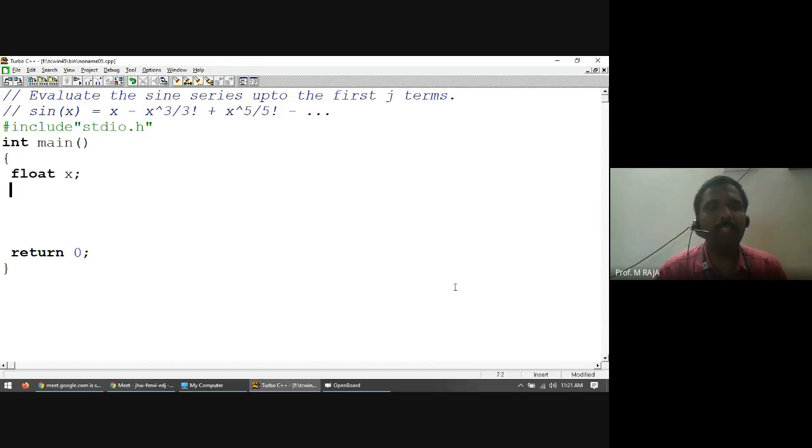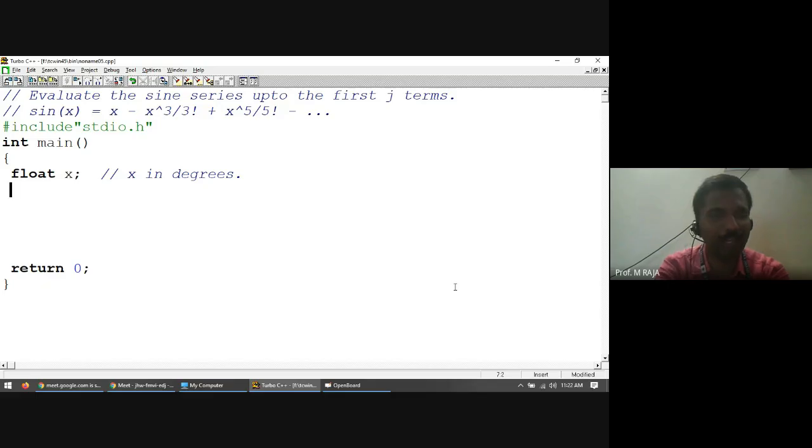Since we are performing the arithmetic, numerator by denominator, entire calculations are processed in the floating point mode. That's why we declared the variable x as a floating point quantity. The purpose of x is to give the input x in degrees.